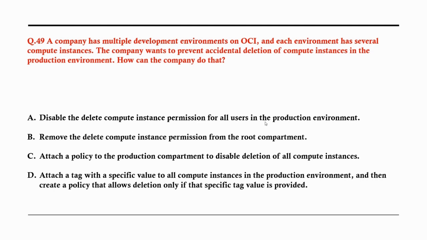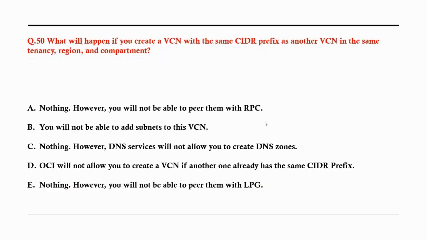Question 49. A company has multiple development environments on OCI, and each environment has several compute instances. Company wants to prevent accidental deletion of compute instances in the production environment. How can the company do that? The correct answer is answer D. You have to attach a tag. So attach a tag with a specific value to your compute instance in the production environment, and then create a policy that allows deletion only if that specific tag value is provided.